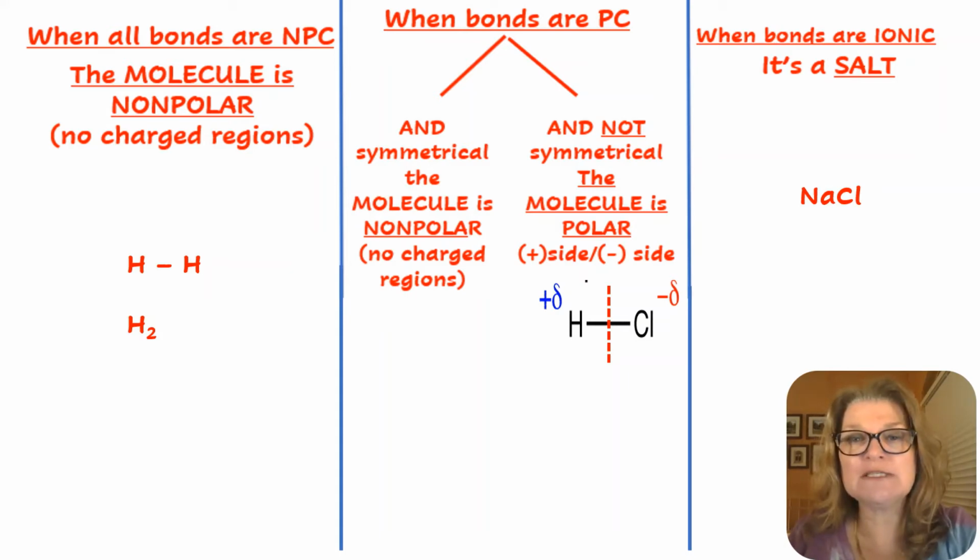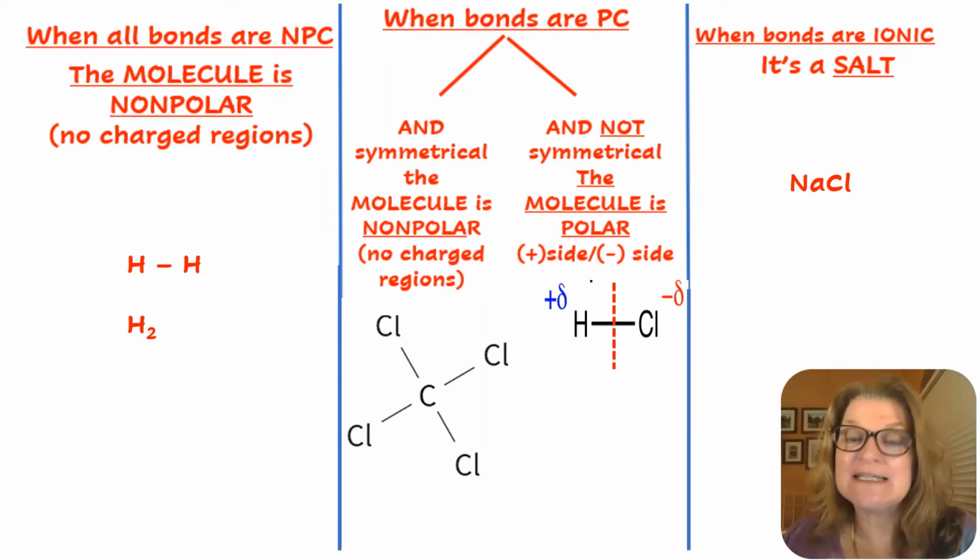Remember, polar just means it has two sides. It can refer to two sides of a bond, positive side, negative side to the bond, polar covalent bonds. It can also refer to a whole molecule that has a positive end and a negative end, polar molecule.